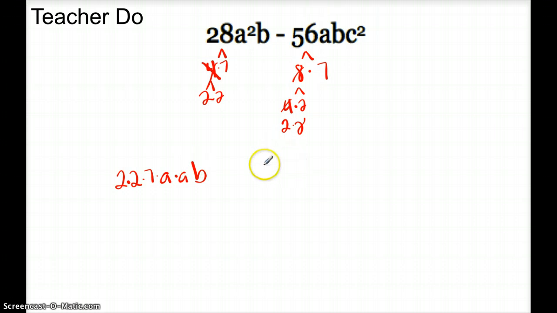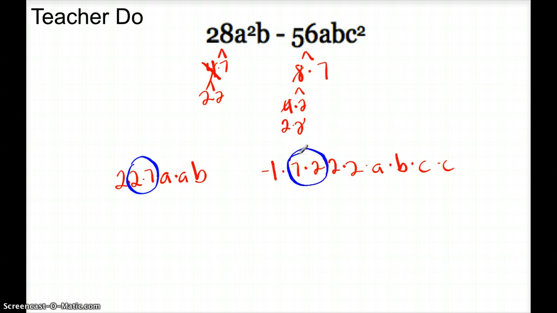And the second group is going to be, forgot that negative, negative 1 times 7 times 2 times 2 times 2 times A times B times C times C. Just 2 C's. Okay, they both have a 2 and a 7. They both have an A and a B. I'm only going to count one group. I'm not going to count all of them.